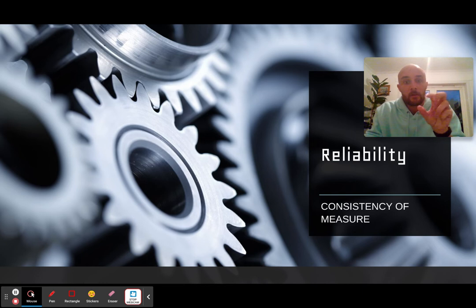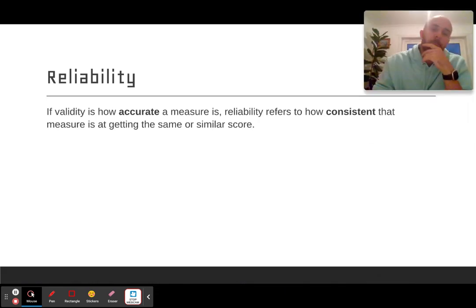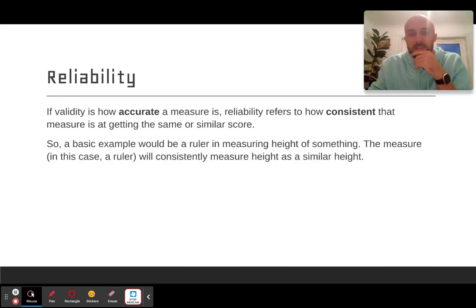That measure across a 12-year period, three times I took that measure, gave me the exact same IQ every single time. 120. It's no big deal. Hey, I didn't say I was a hero, but I am. So it's reliable in this case. So as I said, if validity is how accurate a measure is, reliability refers to how consistent or how similar that measure is going to get.